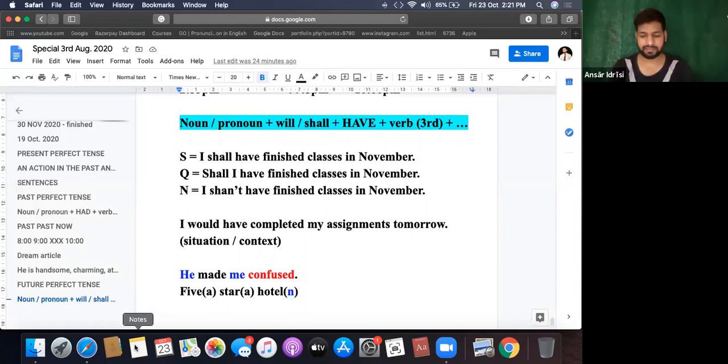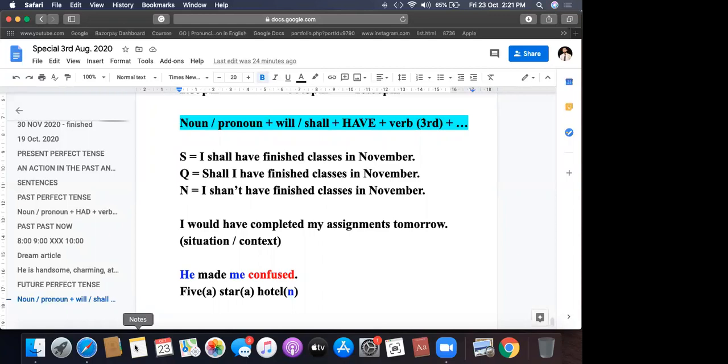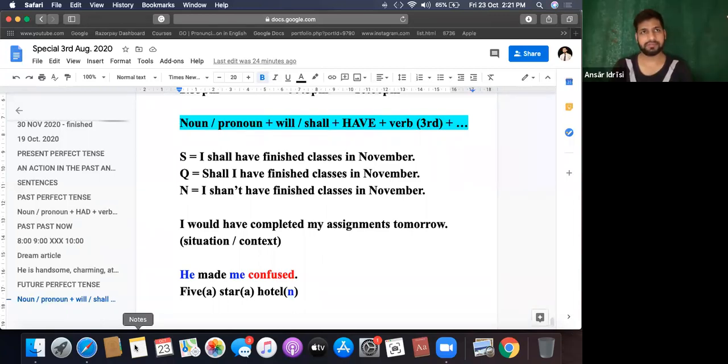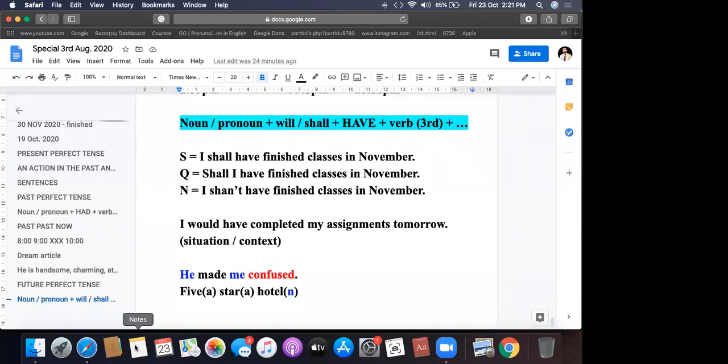Very good. Next. They will have run away. Will they have run away? They won't have run away. Very good. Next. They will have gone through a tete-a-tete soon. Will they have gone through a tete-a-tete soon? They won't have gone through a tete-a-tete soon. Good. Next.